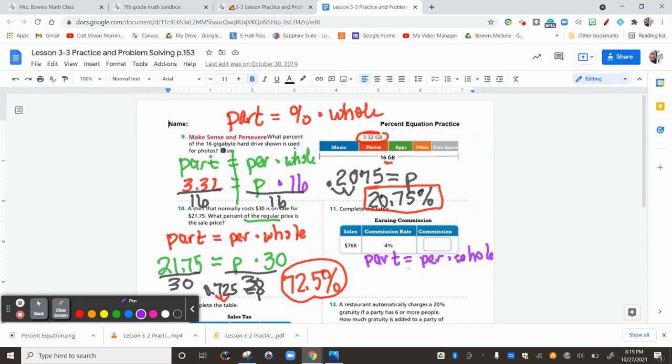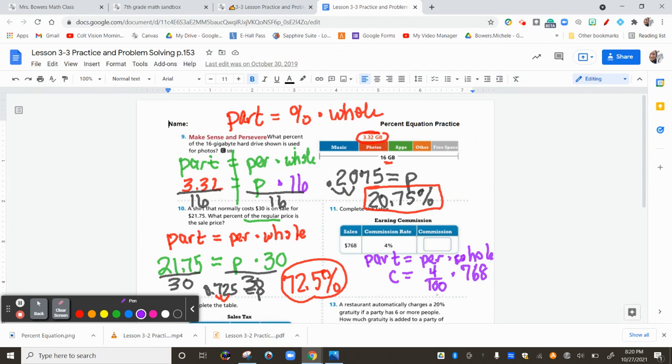So in the next problem, number 10, they are giving us the sales, they're giving the commission rate, and they're asking for the commission. So the commission is part of the sale. So the sale, which is the whole thing, that's 768. And they're giving us the percent. If I take the percent and put it in the percent equation, I need to write it either as a fraction or a decimal. So 4% is 4 over 100.